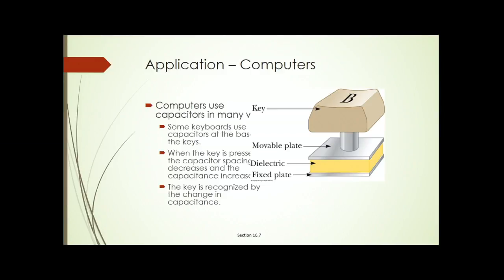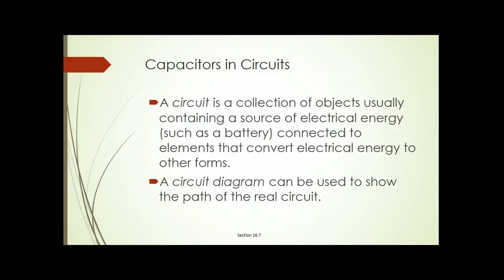Now, let's start talking about electric circuits, because we're going to end up with three devices that we have to deal with. A circuit is a collection of objects that usually contain a source of electrical energy, such as a battery, and converts that energy to other forms. And then we can use a circuit diagram to describe the circuit. So let's start talking about this, because that's where we're headed.